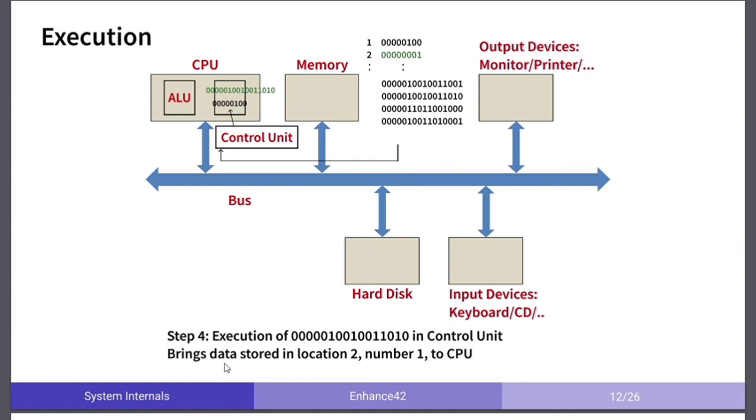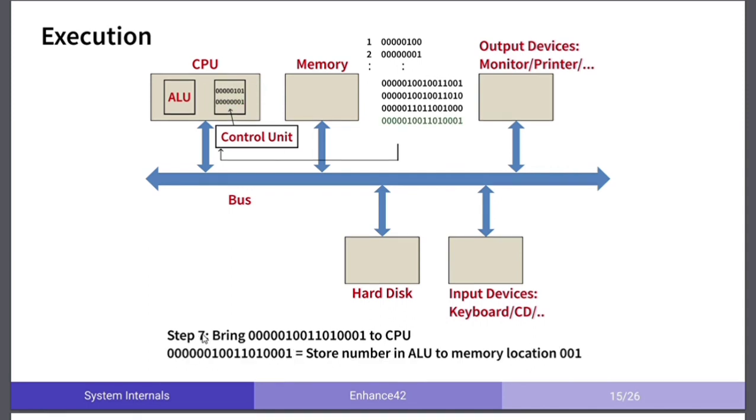It brings data stored in location 2, num2, to the CPU. It shows in location 2 this number. Step 5, it brings 000 to the CPU, where the two stored numbers get added. After adding, it shows this way. Step 6, execution of the above in the control unit. The two added numbers get stored inside the CPU using the ALU. Here you can see the addition of two numbers stored in this way.